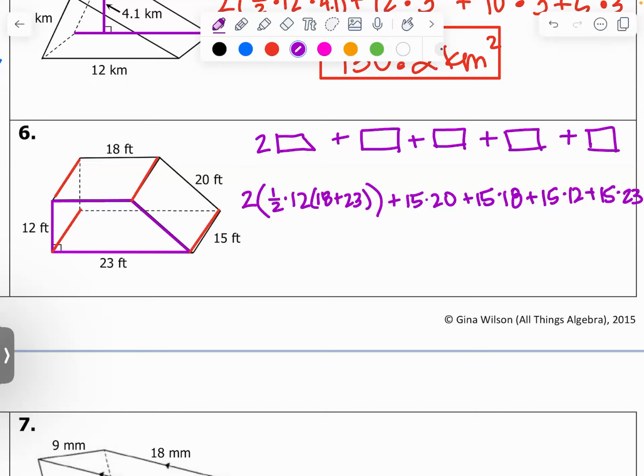Basically just a lot of math. I mean, once you get it set up, it's just plug and chug. So what I would do right away is say, okay, that's 12 times 41 plus 15 times 20, plus 15 times 18, plus 15 times 12, plus 15 times 20. If you wanted to overcomplicate this.